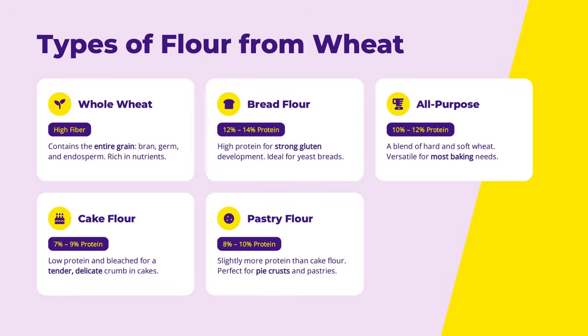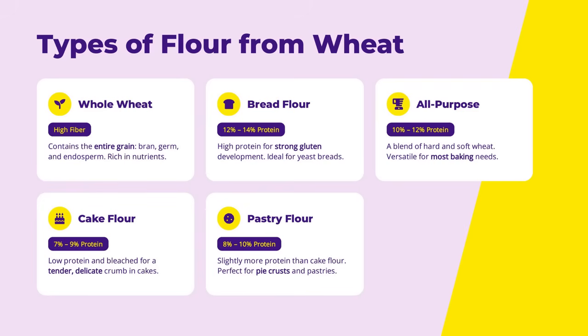Having understood flour quality, let us now study the different types of flour obtained from wheat. The first type is whole wheat flour. Whole wheat flour contains all three parts of the grain: bran, germ, and endosperm. Because nothing is removed, it is rich in dietary fiber, vitamins, minerals, and other nutrients.